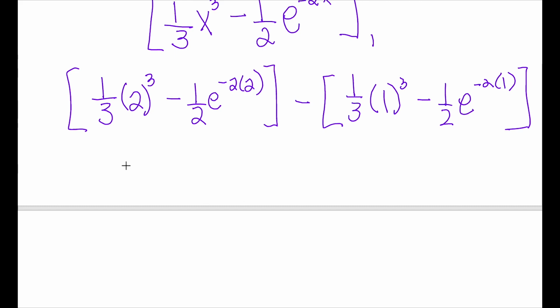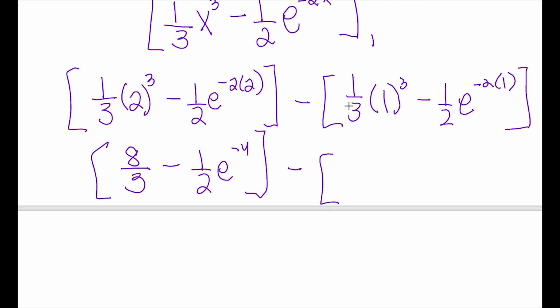And let's simplify. 1/3 times 8 is 8/3 minus 1/2 e to the negative 4th. 1/3 times 1 is just 1/3. And 1/2 e to the negative 2nd. So I kept them separate so I don't forget to distribute my negative here.